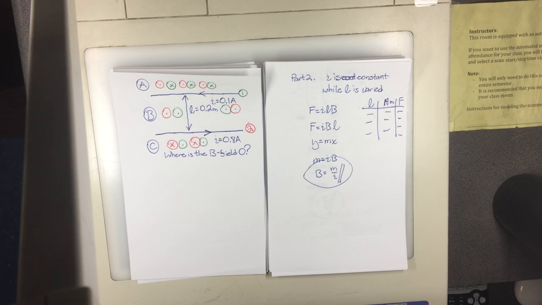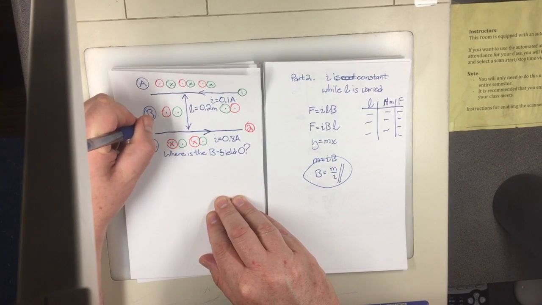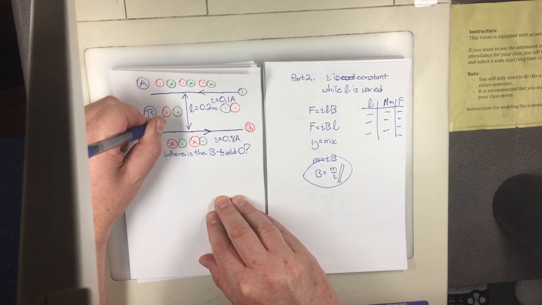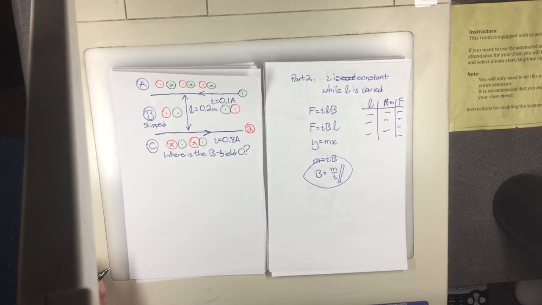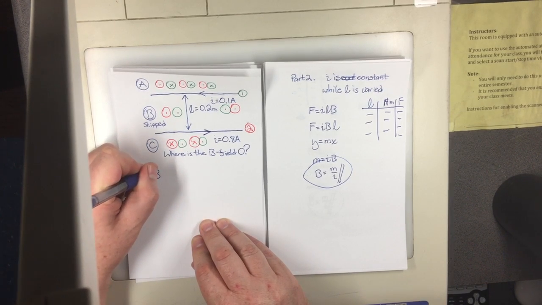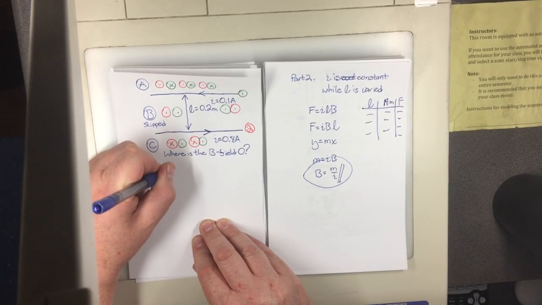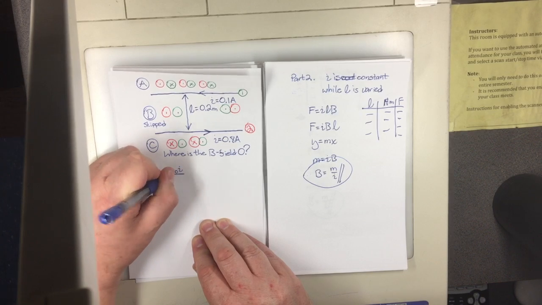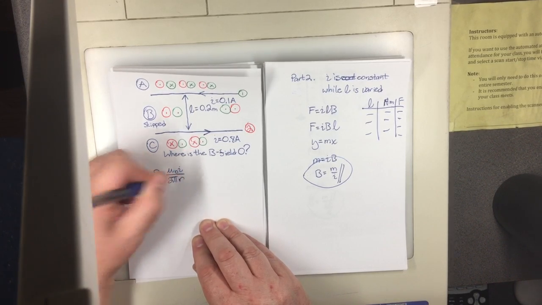B. Because both of the B fields are out of the page. Both are positive. Can you take a positive number, add up another positive number, and get 0? No. So B can just be skipped. You don't have to look there. Now both of these are infinite wires, and the B field for an infinite wire is mu naught I over 2 pi r.